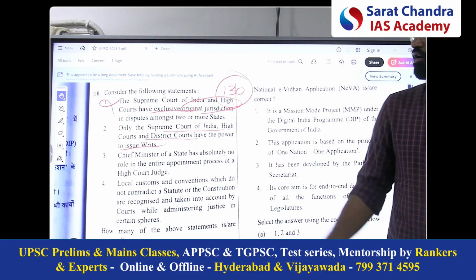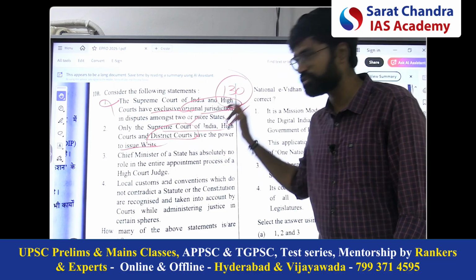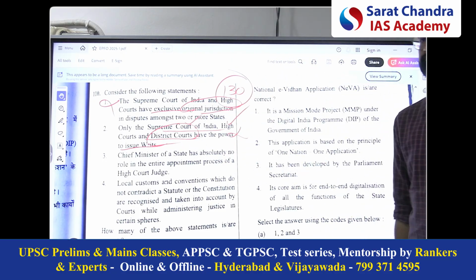Now, who can issue writs? Obviously, Supreme Court can issue the writs. High Courts can issue it. Can district courts issue the writs? No. Second one is wrong.